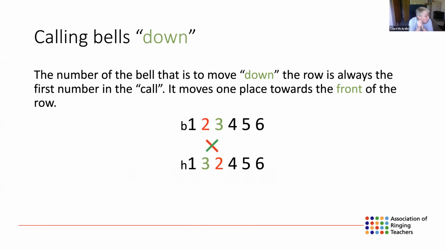And when the call changes are called down, the number of the bell that's to move down the row is always the first number in the call, and it moves one place towards the front of the row. It moves down the row. For example, 3 to 1, called when the bells are ringing rounds, will swap bells 2 and 3, or 3 and 2.